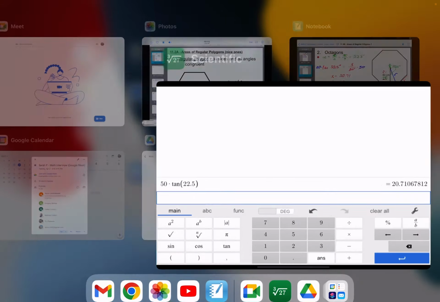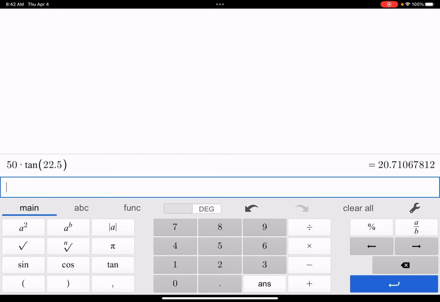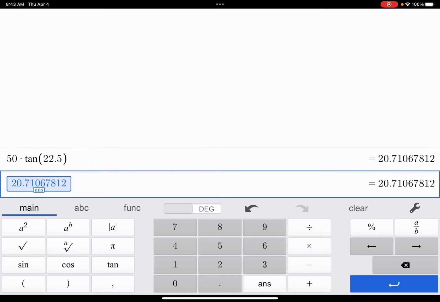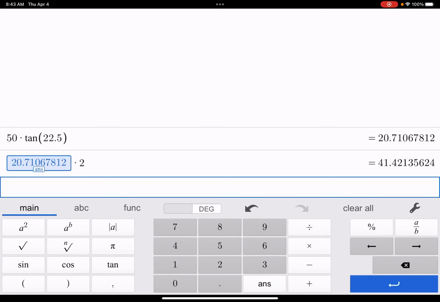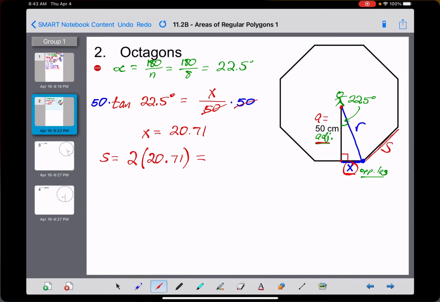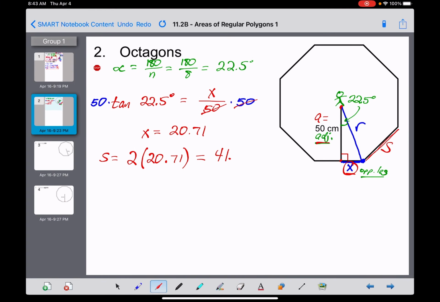So the best thing I can do on my calculator right now is simply hit times, oh, wait a minute. On your calculator, when you guys hit times, an ANS for last answer is going to pop up automatically. I actually have to hit answer right there and do times 2. But anyway, we should get the same answer now of 41.42, and that is the length of one side of this octagon.